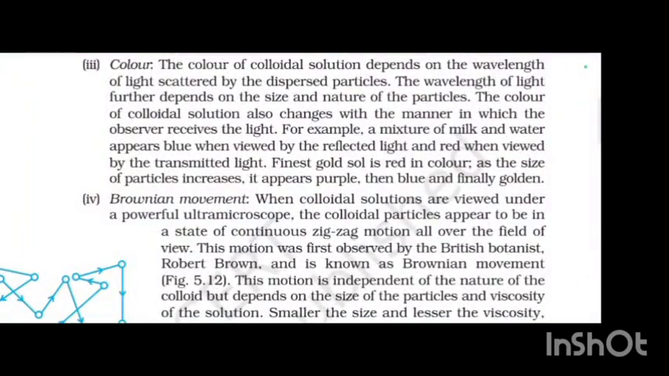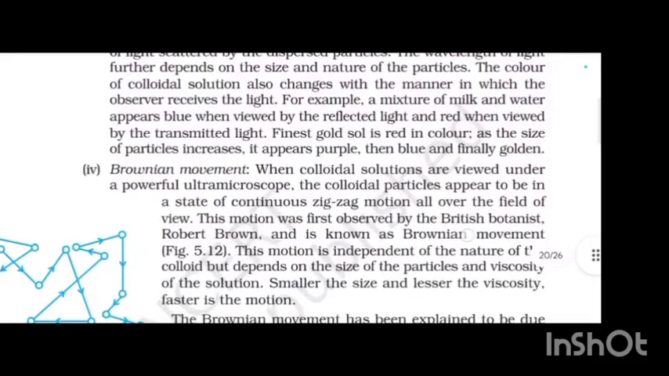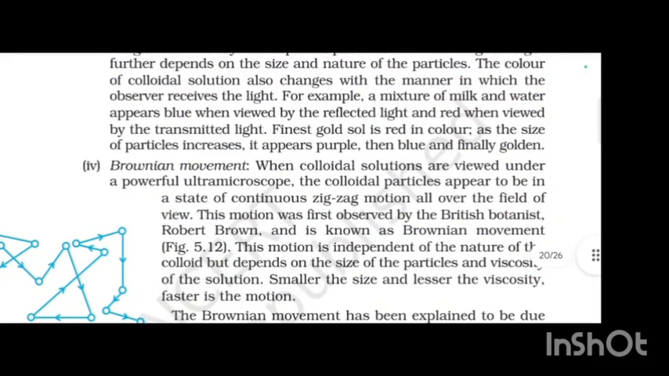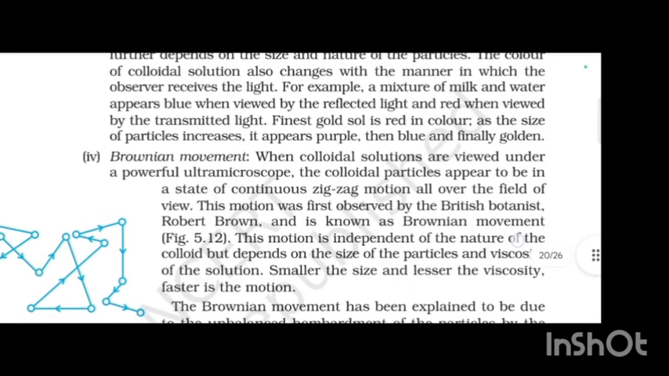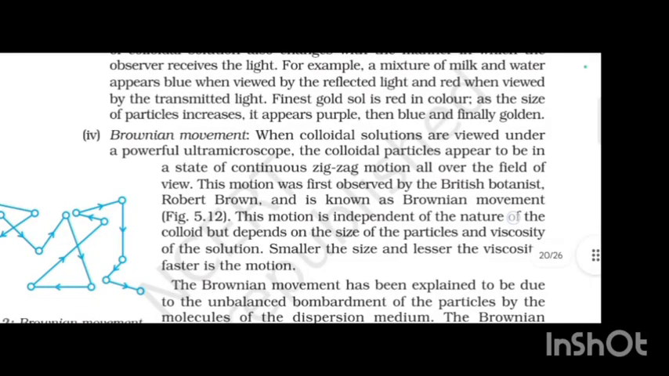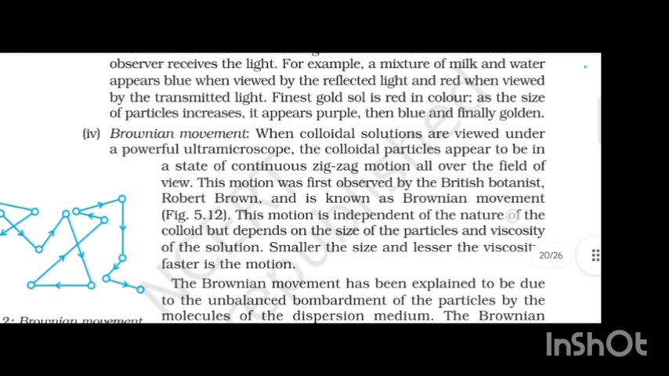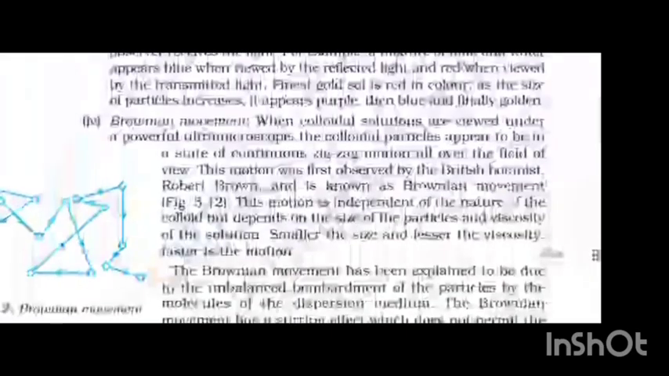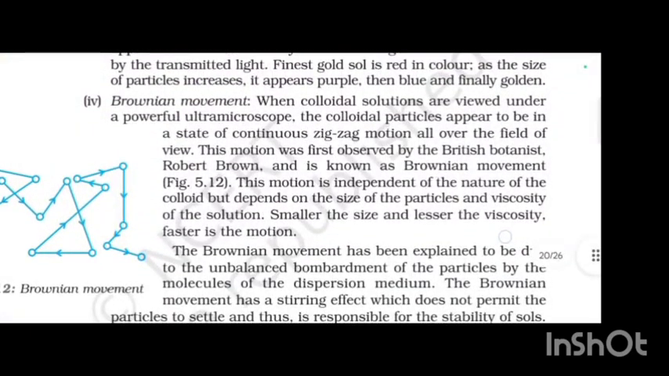Third, color. The color of colloidal solution depends on the wavelength of light scattered by the dispersed particles. The wavelength of light further depends on the size and nature of the particles. The color of colloidal solution also changes with the manner in which the observer receives the light. For example, a mixture of milk and water appears blue when viewed by the reflected light and red when viewed by the transmitted light. Finest gold sol is red in color. As the size of particle increases, it appears purple, then blue, and finally golden.